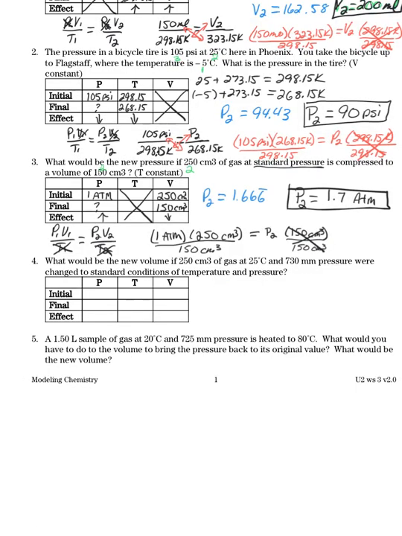Here we go with number 4. What would be the new volume if 250 centimeters cubed of a gas at 25 degrees Celsius and 730 millimeters of mercury pressure were changed to standard conditions of temperature and pressure? So we do have temperature and pressure in this one also. So I see I've got a Celsius number, so the first thing I'm going to do is convert it.